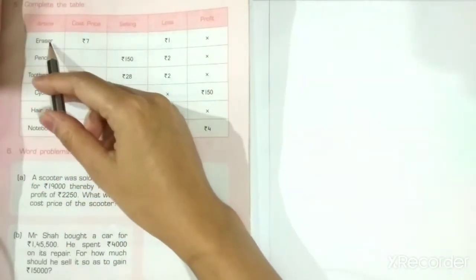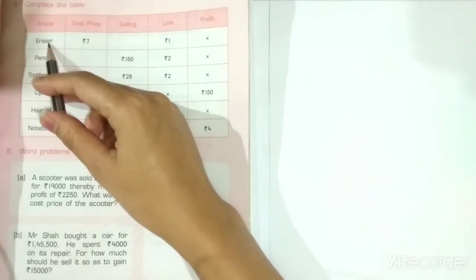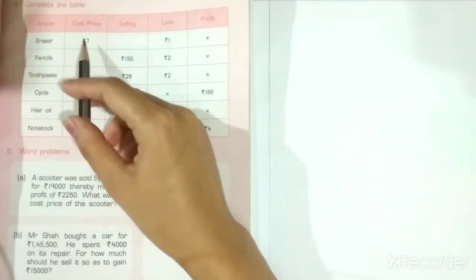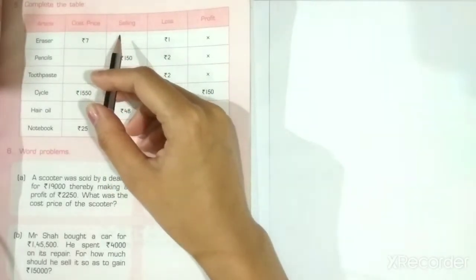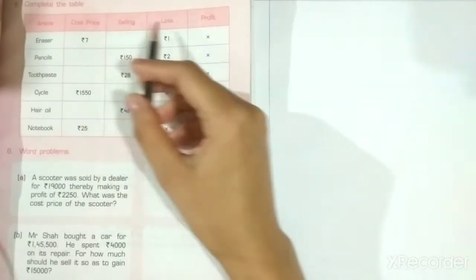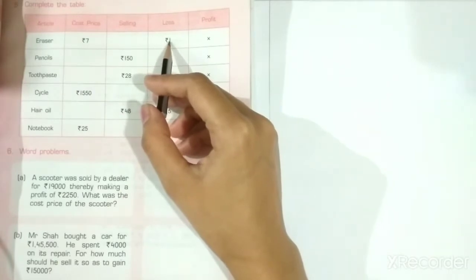Here there is an eraser. Eraser, the cost price is ₹7. And the selling price is not written. We are going to fill these empty spaces where there is a loss of ₹1.